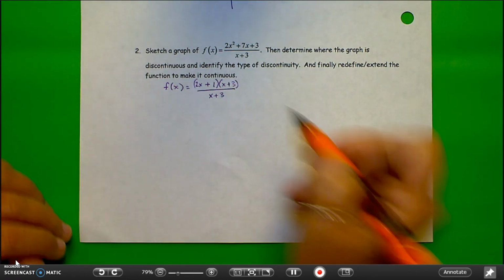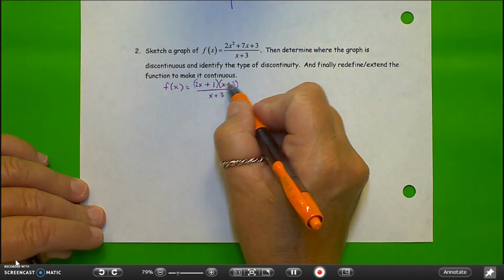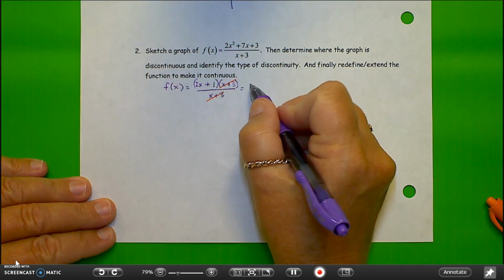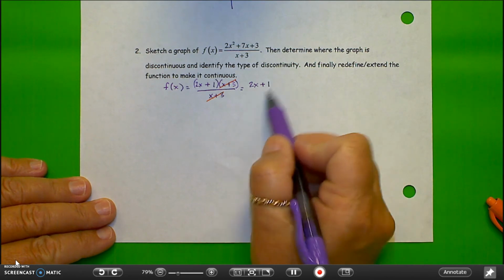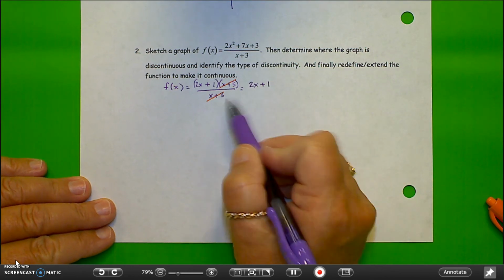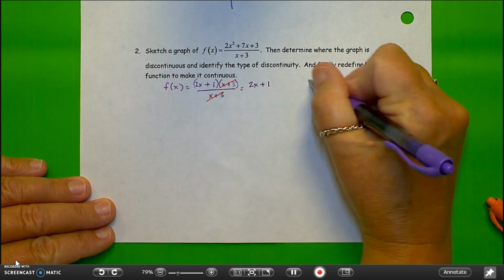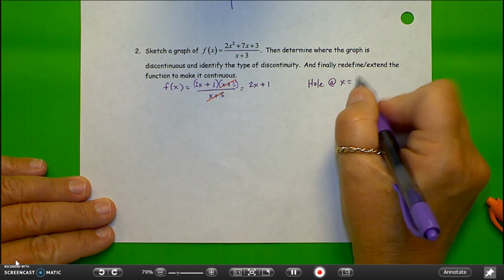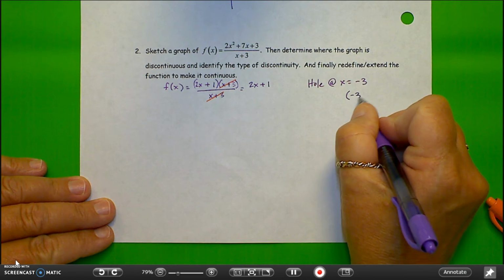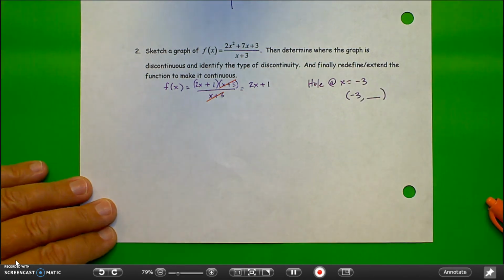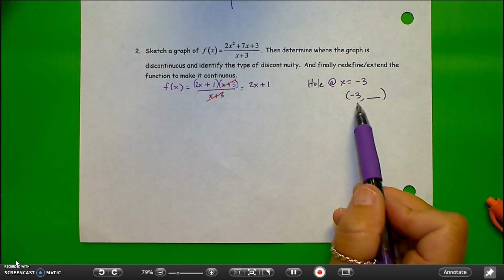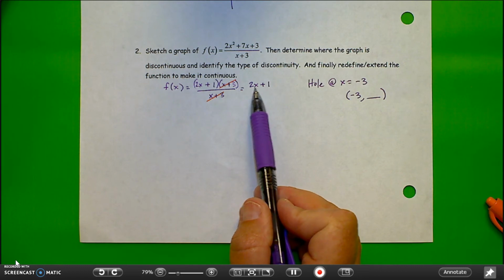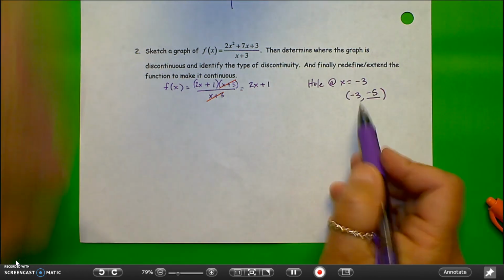I'm good to go. Most of the time it's going to factor and cancel, but every once in a while you'll get one that doesn't. So you should always check. So if I cancel that, I'm going to be left with a graph that looks like the line 2x plus 1. But because I canceled the binomial in the denominator, I actually have a hole at x equals, this time, negative 3. Since I'm graphing, I do want to know what that point is. So I take the limit of the function as x approaches negative 3, which involves just simply plugging in negative 3, and I get negative 5. So I have a hole at that location.